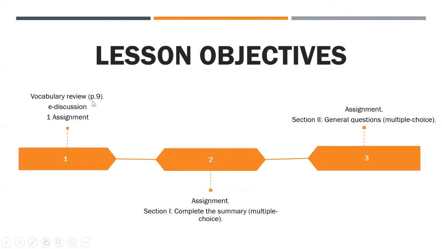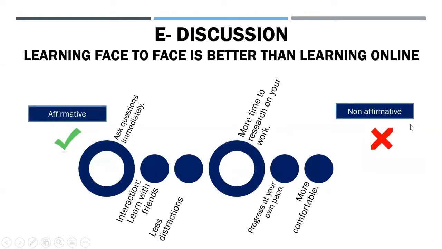All right, so now for our lesson, our objectives are to just cover vocabulary review because you will need the vocabulary for your homework. And then we'll just have an e-discussion. And this week, you only have one assignment, and the assignment has 2 sections. The first section is a summary, which is multiple choice. You have to complete a summary exercise, and I've given you options. And then the second part of your homework includes general questions, and you have to refer to the vocabulary review. Again, it is also multiple choice.